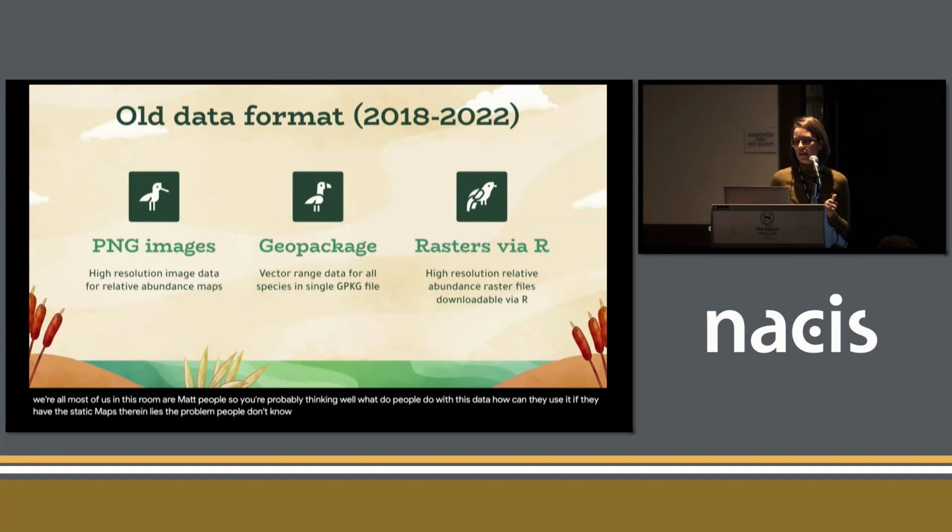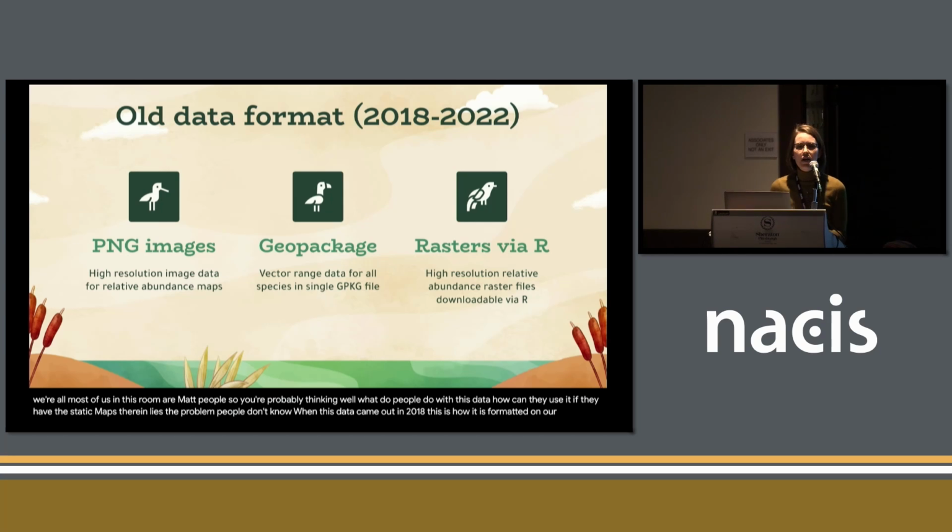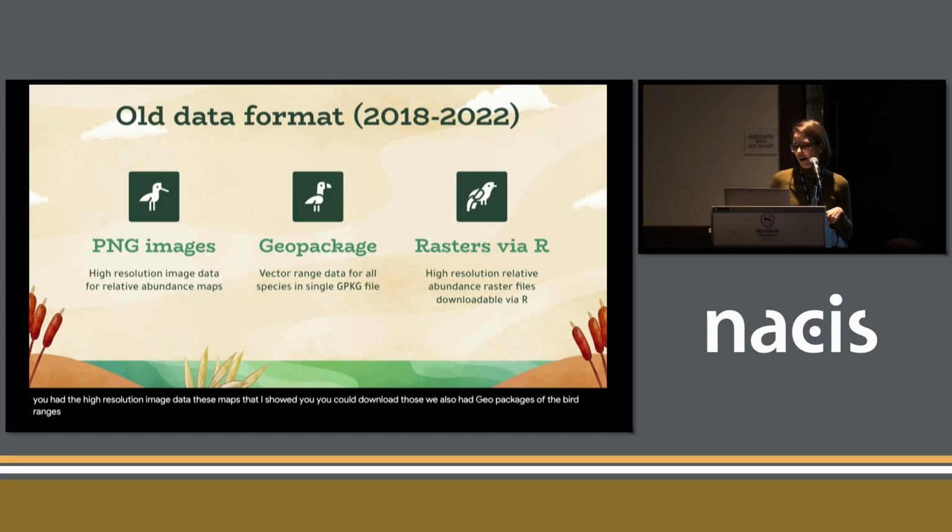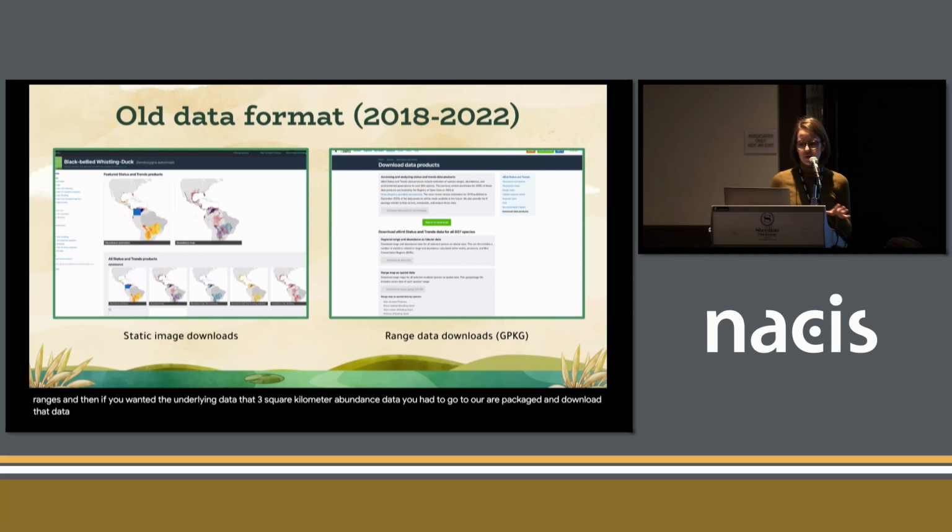When this data came out in 2018, this is how it was formatted on our website. You had the high resolution image data, these maps that I showed you. You could download those. We also had geo packages of the bird ranges. And if you wanted that underlying data, that 3 square kilometer abundance data, you had to go to our R package and download that data. So here's a screenshot of what that looked like. You've got a pretty basic download page here.